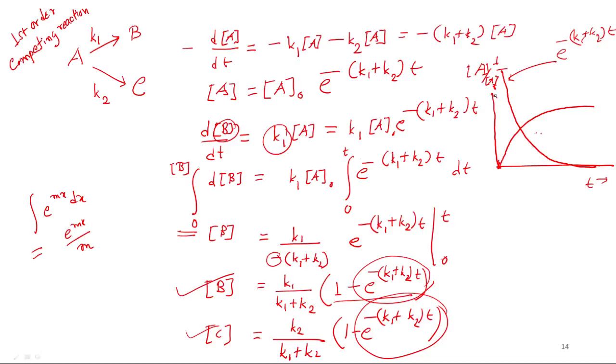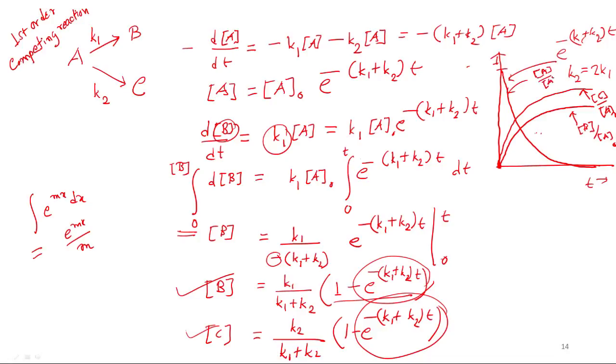So let me just draw it once again. This was the axis, and I'm plotting here A by A0, or B by B0, or C by C0, the concentration normalized. And just like the earlier case, if K2 is twice K1, then the concentration of C will be twice the concentration of B. So this is a plot of, say, B by A0, this is C by A0, and this plot is for A by A0.